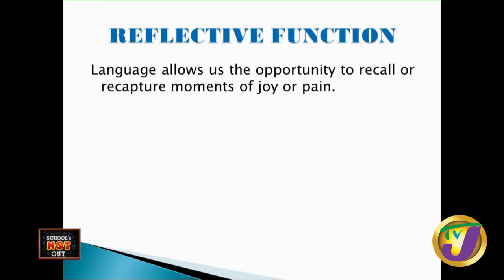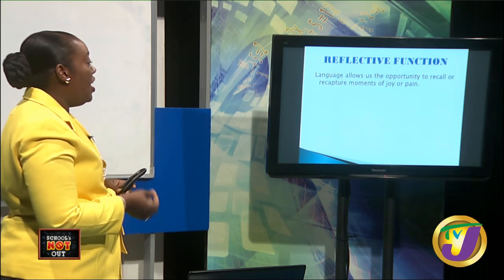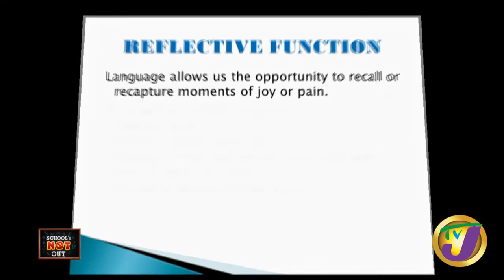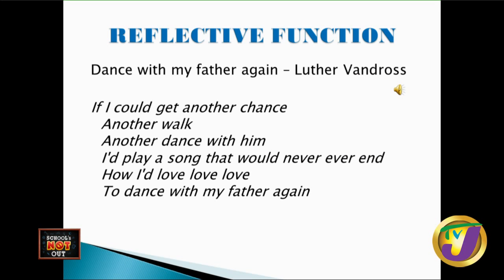The first one is the reflective function, and you're going to be listening and answering as I go along. And we're going to be using music to identify the feature. So the reflective function, language allows us the opportunity to recall or recapture moments of joy or pain. So when we talk about reflect, think of reminiscing, something in the past. And sometimes these memories are memorable ones, and sometimes they are not so good. So let us listen rather to this song and see the reflective function.